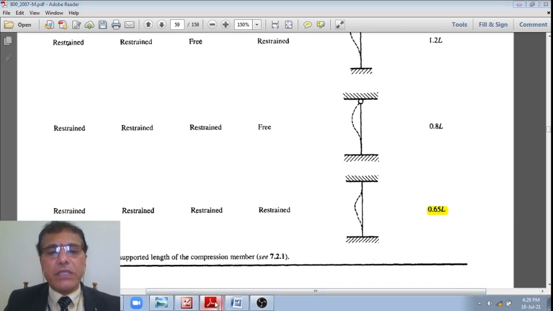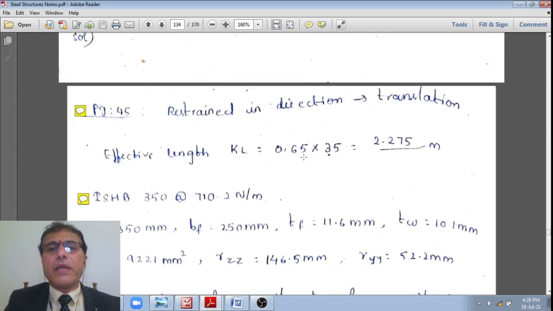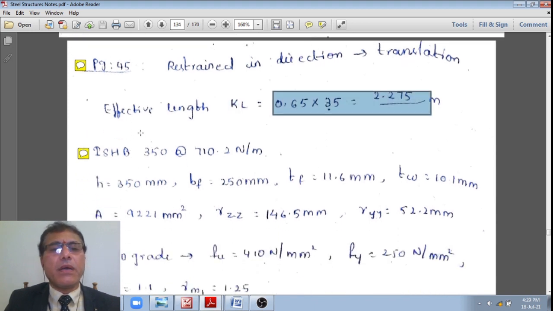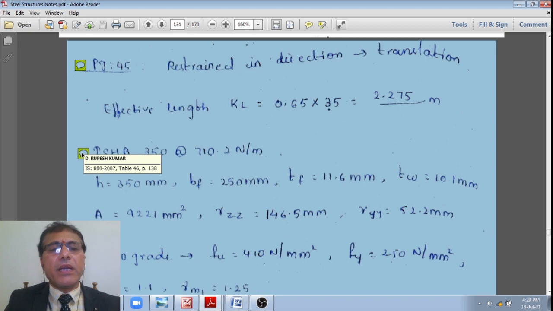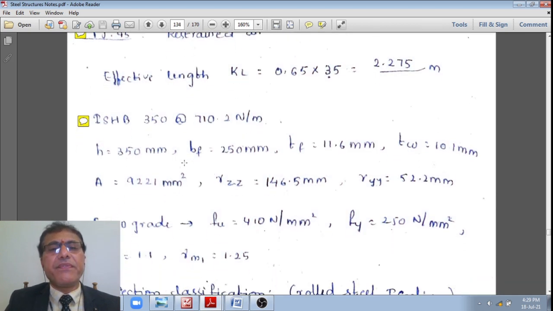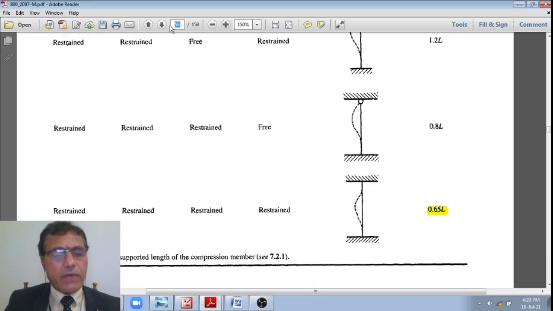Therefore, I am recalling this data and writing it here. The effective length factor K is equal to 0.65 multiplied by the actual length. Actual length is equal to 7.5. It now works out to, say, 2.275 meters, students. However, from IS 800 2007 Table 46, page number 138, for ISHB 350 at the rate of 710.2 Newton per meter, what are the relevant properties? Let me go to this page number 138, students. Bear with me for a moment. 138.